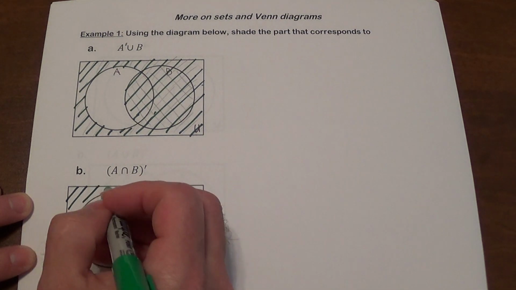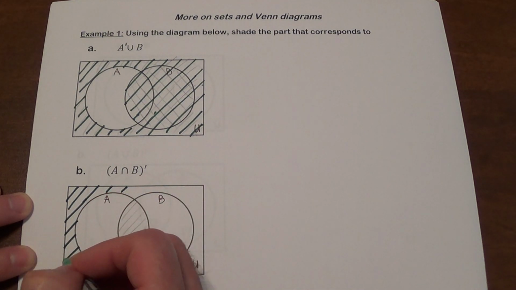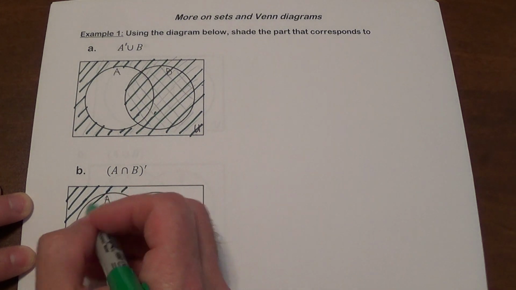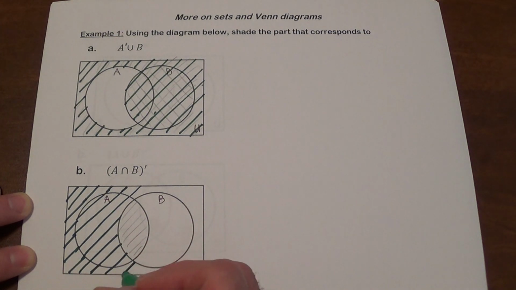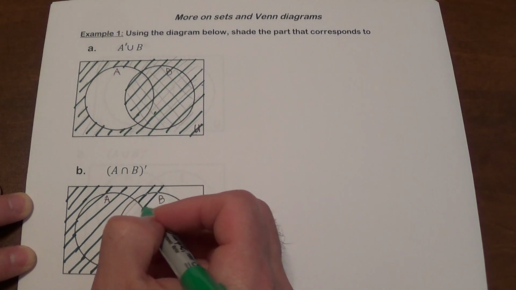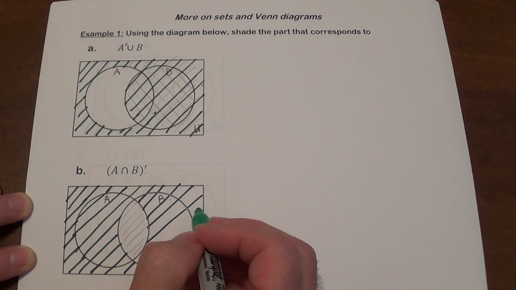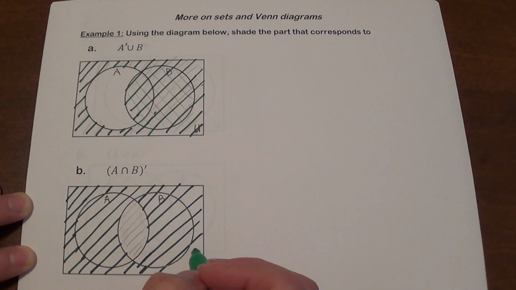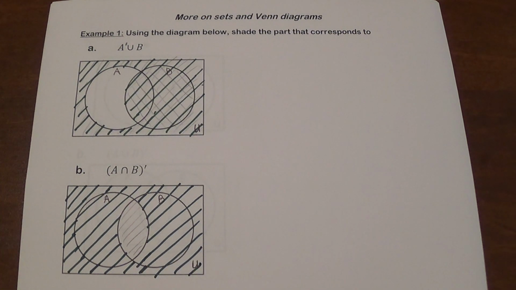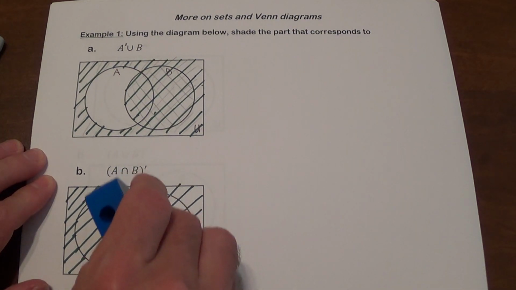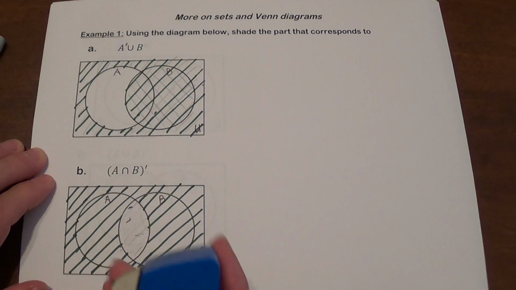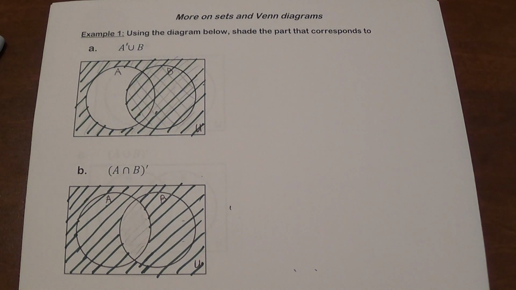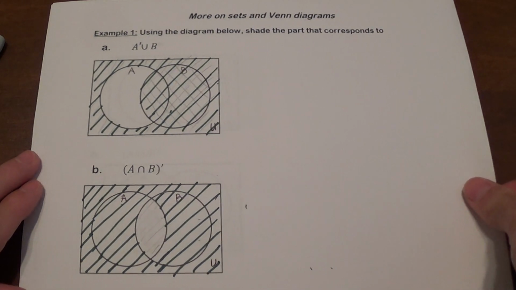That means our answer for the complement is going to be all this, right? And let me clear the part that we actually don't need to have shaded, just to avoid any confusion. So there's nothing shaded in that middle overlapping part. Okay, moving on.